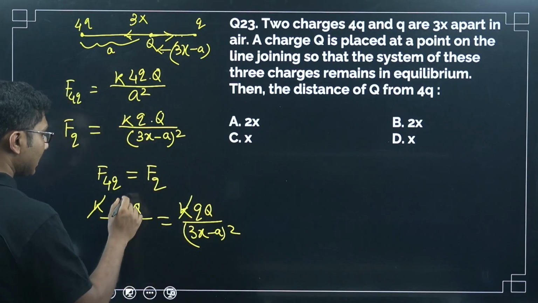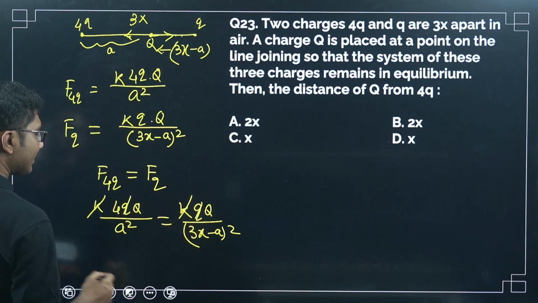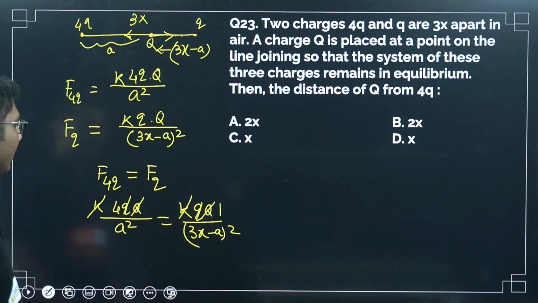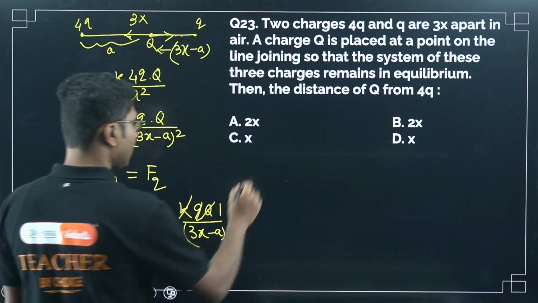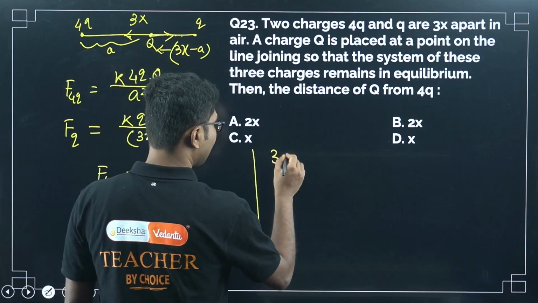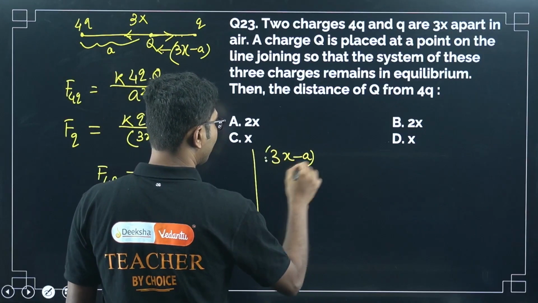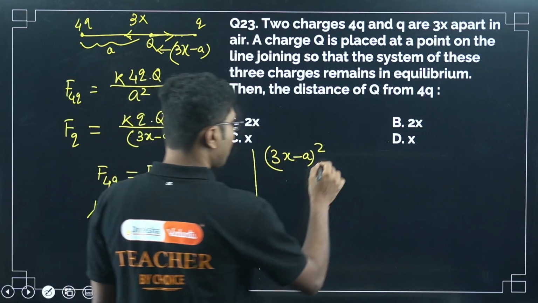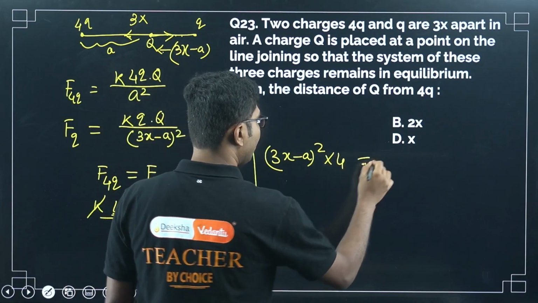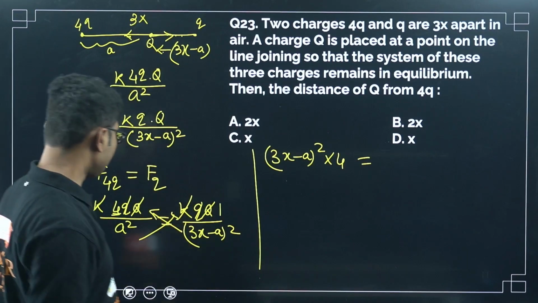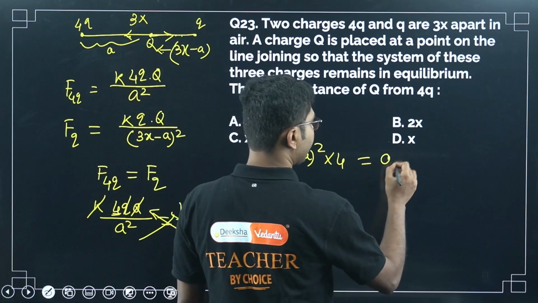Okay, K cancels, small q cancels, capital Q cancels, so here remains only 1. Now do the cross multiplication. We get (3x minus A) whole square times 4 equals, this will go here, this will go here, right? This is the cross multiplication, so it will be equal to A square.